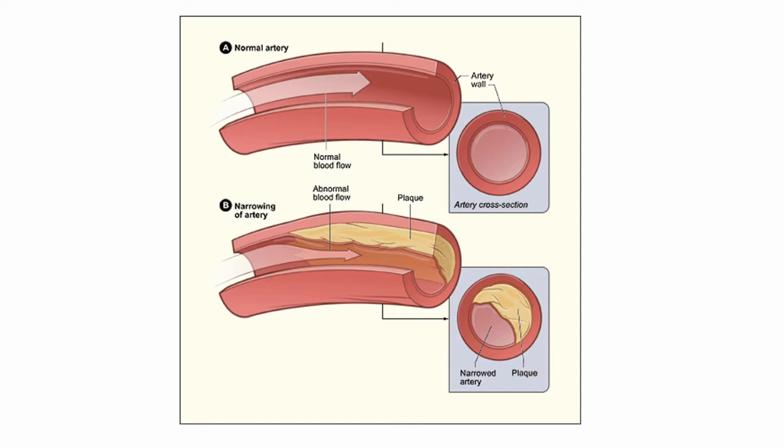So again, normal artery, and this is actually the cross section of the diameter. Nice and wide. And then here's plaque buildup. So that's going to increase blood pressure. So kind of think about it like this. This is a garden hose.